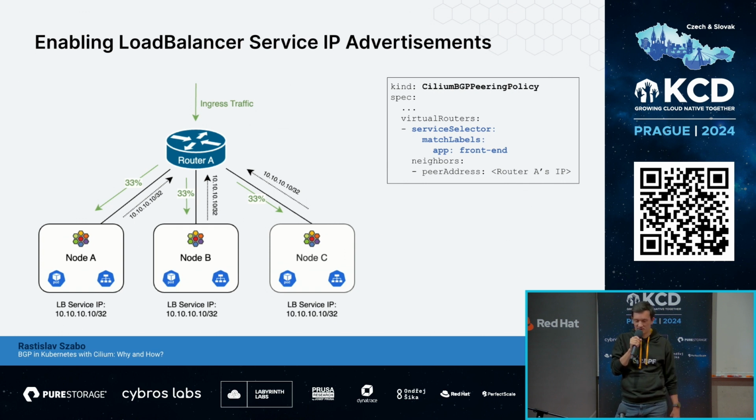And as you can see in this example, we do have 3 Cilium nodes. Each one is advertising the same service IP to the router because either they do have backends for that service, or the service is configured to advertise it unconditionally. And whenever there is ingress traffic coming to that service IP, then the router applies equal-cost multipath load balancing and load balances between the 3 nodes.